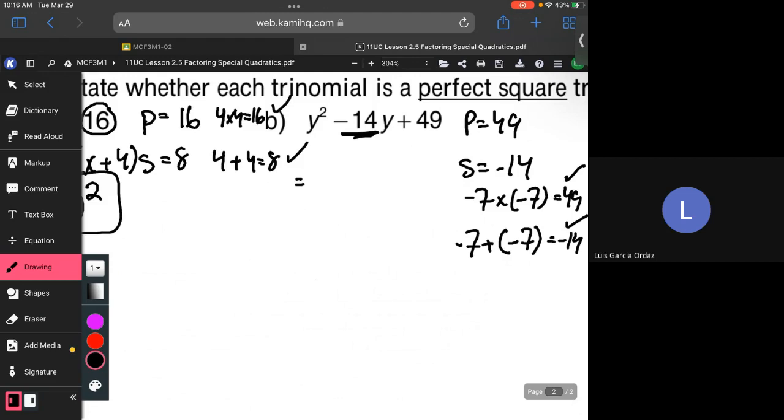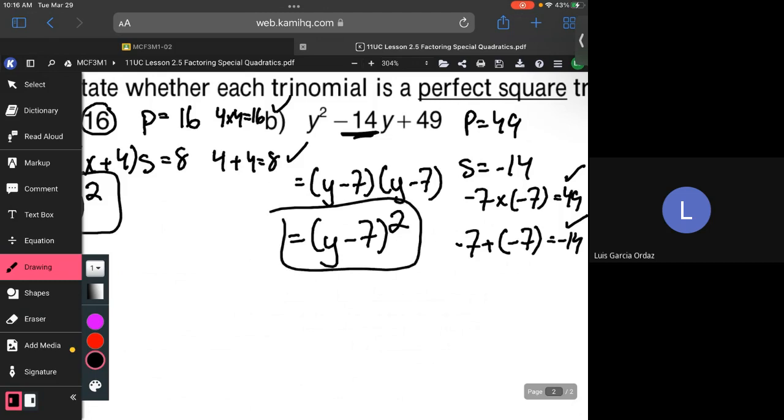Yep, which is the same thing as saying? Yep. Easy stuff.